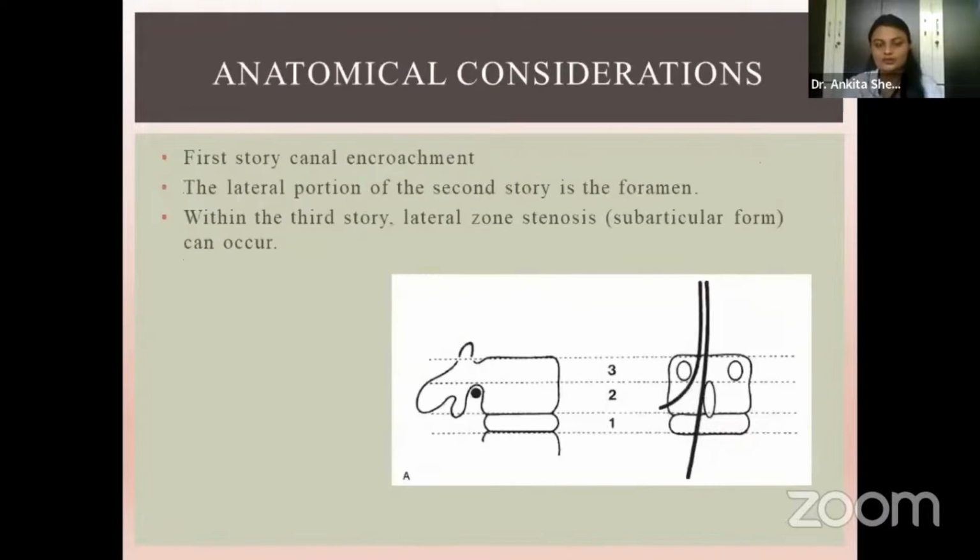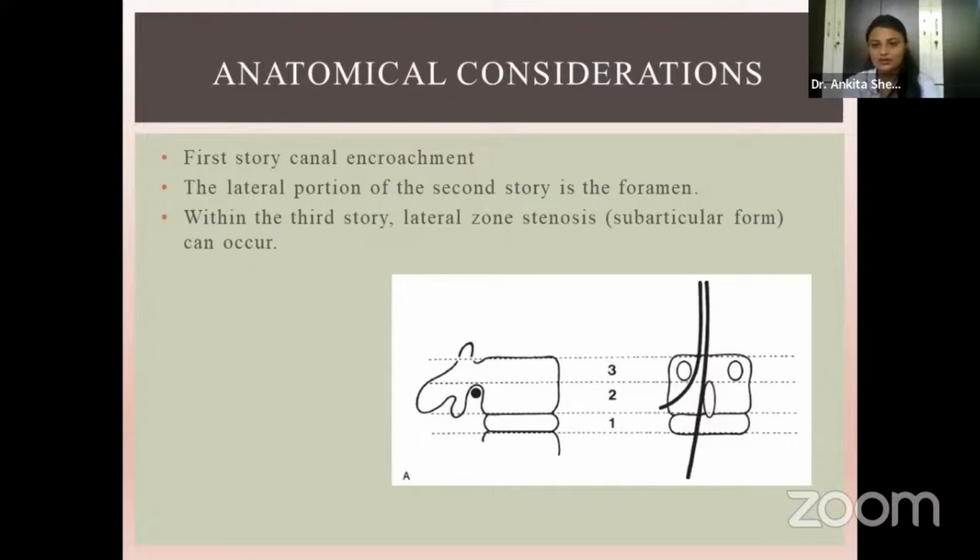Before going into the condition per se, let's understand some anatomical considerations. So one vertebral level is divided into 3 stories. The first story comprises the intervertebral disc and the facet joint. So if there's any canal encroachment occurring at this level, which can be due to disc bulge, disc prolapse, or facet joint arthropathy, or facet joint subluxation, this can cause listhetic changes which can further cause narrowing of the spinal canal.